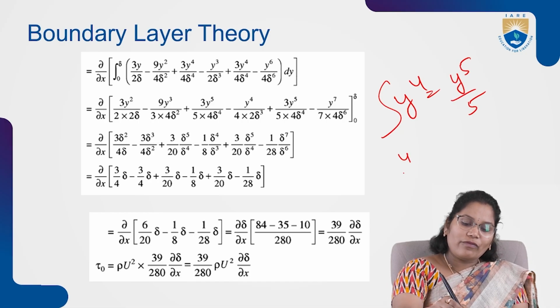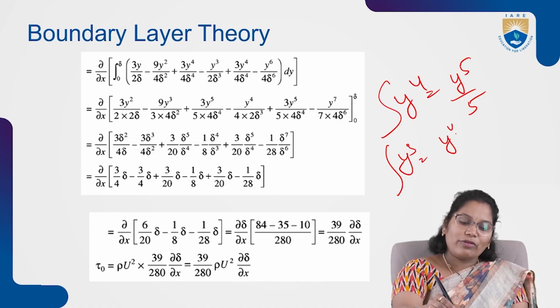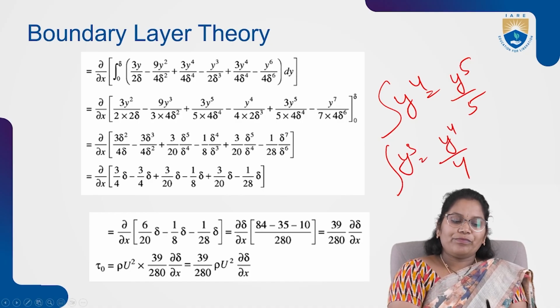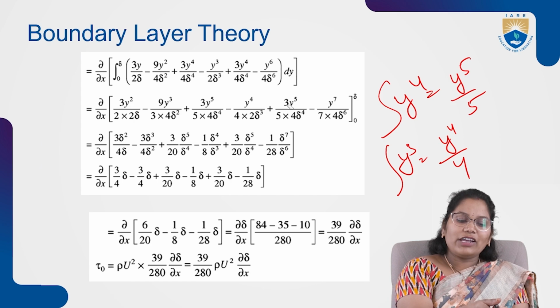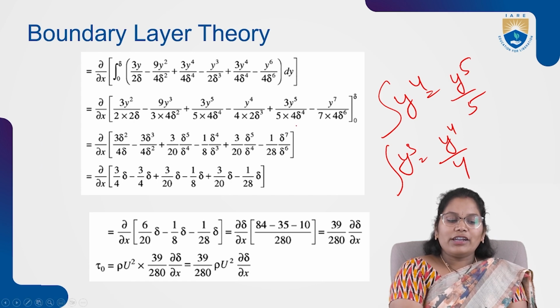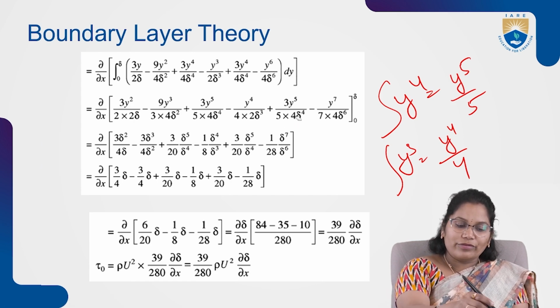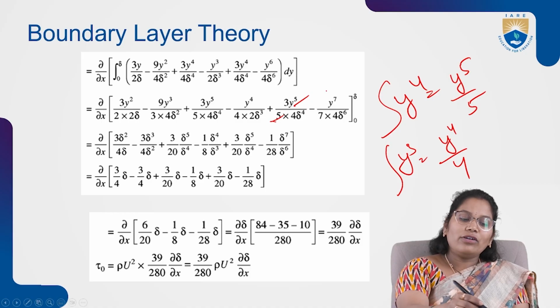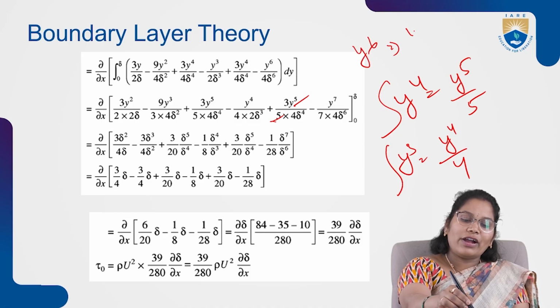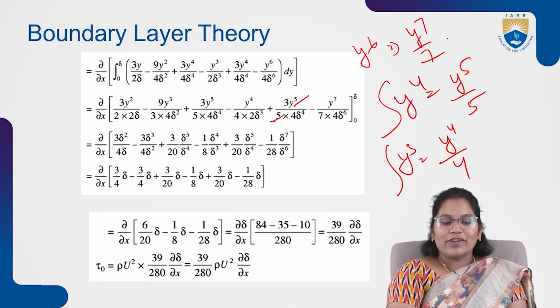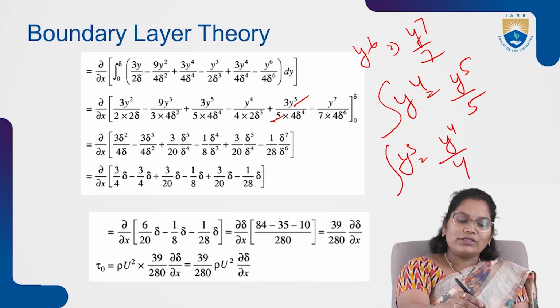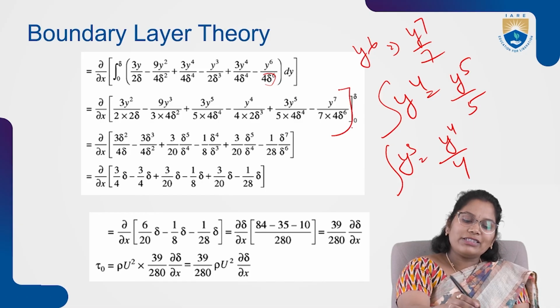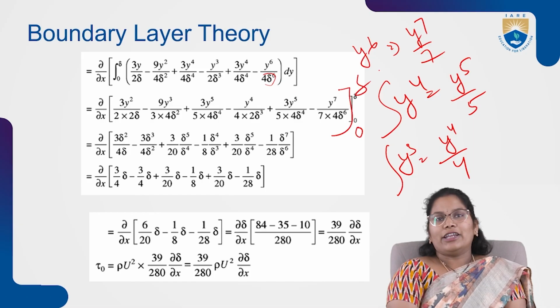And y to the power of y cube is becoming y to the power of 4 by 4. And here also y to the power of 5 by 5. And here y to the power of 6 is becoming y to the power of 7 by 7. Right, and leftover things are like that only. 4 delta 6 is same. So these are all we have integrated, and the limits are 0 to delta.